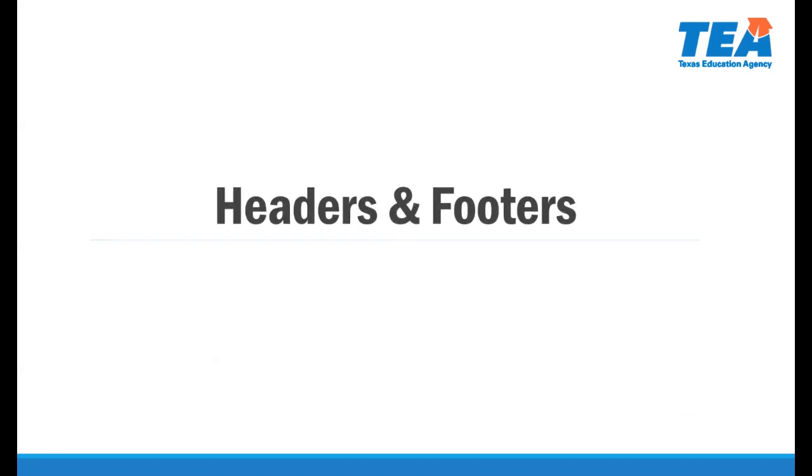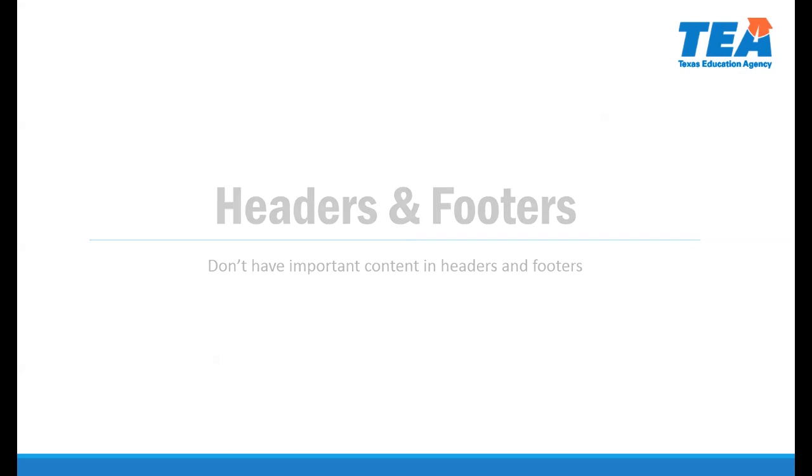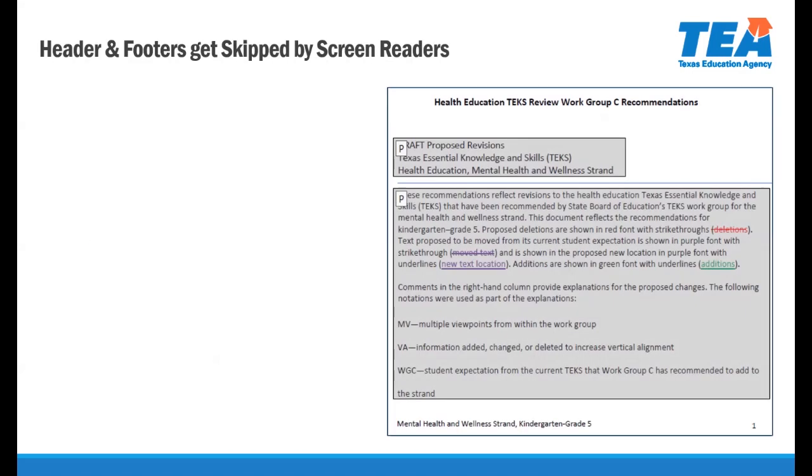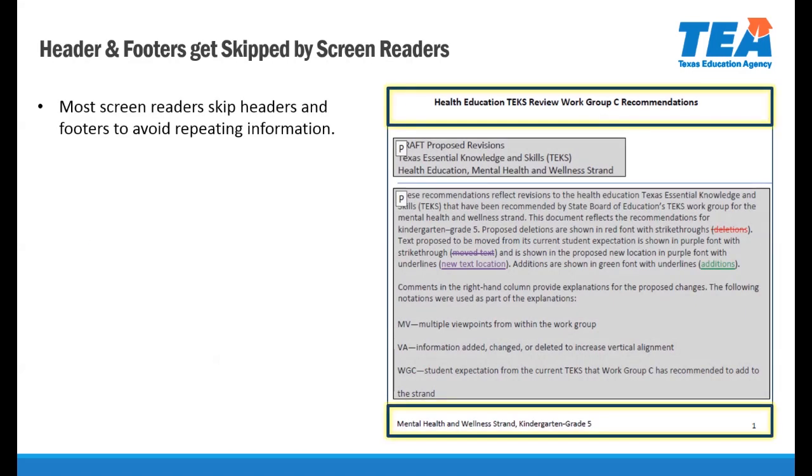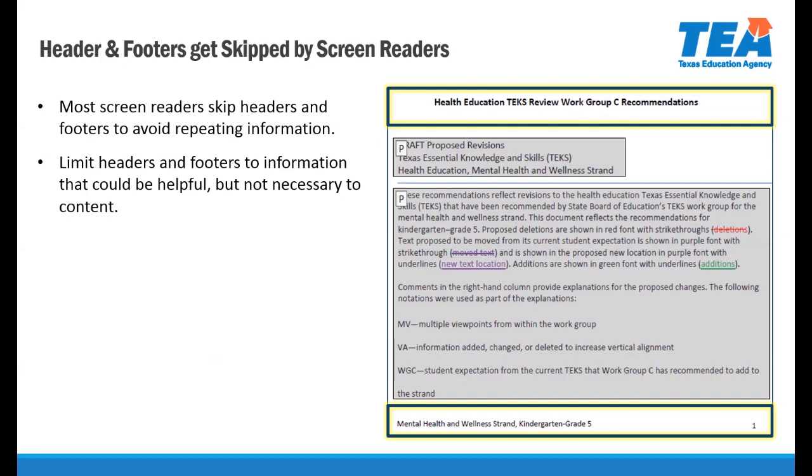Don't place important content in headers and footers. The header and footer sections are not read by most screen readers because of the repeated information they contain. You can use headers and footers but limit the information you provide in them. You can place information that is not necessary for the screen reader, like background images, logos, or even page numbers. And most important, never place your main title on the first page in the header.